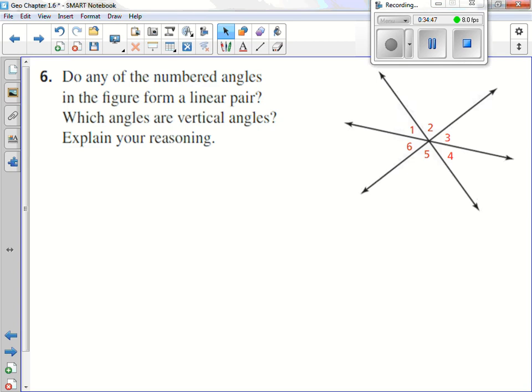Okay. We're going to skip that one. I'm not going to worry about that one. So this here is the one I want to look at. No. There it is, number 6. So 2 parts. Do any of the number of angles in the figure form a linear pair? What do you think? Do we have any linear pairs here? Are there any two angles that make a straight line?